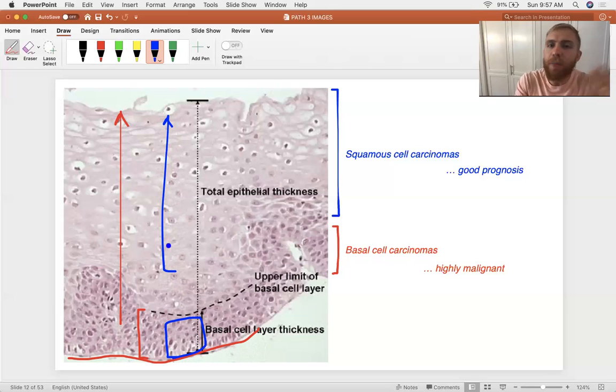And basal cell carcinomas are worse prognostically because they still are dividing. They're not terminally differentiated, because the squamous cell, that's the terminally differentiated cell. You can't turn a squamous cell into anything. It's going to be gone in a week. It's going to be off the surface of the skin. But a basal cell, that's got replicative capacity.